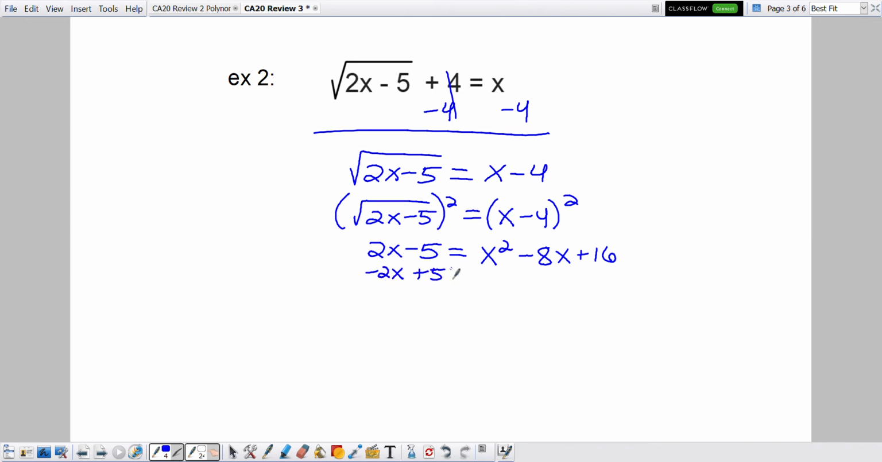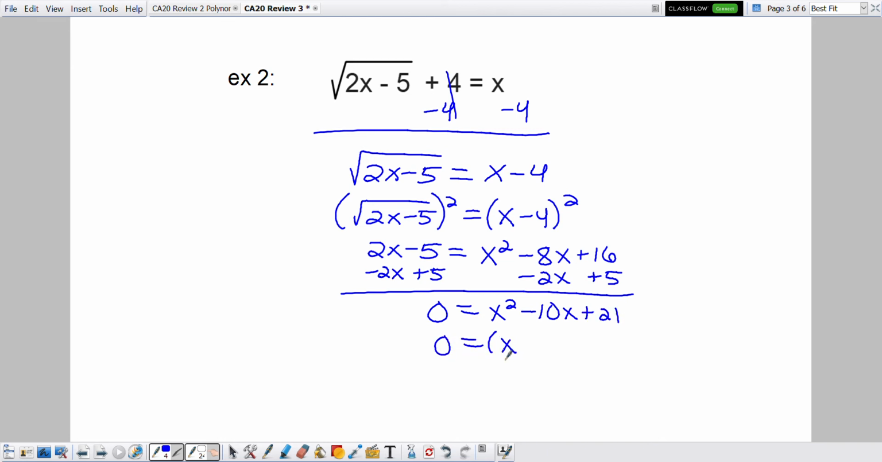Last thing we're going to do is we're going to subtract 2x on both sides and add 5 to both sides to let one side equal 0. X squared minus 10x plus 21 is what we get. This will be able to be factored. It's x minus 3 and x minus 7. And so if those are our factors, the solutions that are potentially correct are x equals 3 and x equals 7.